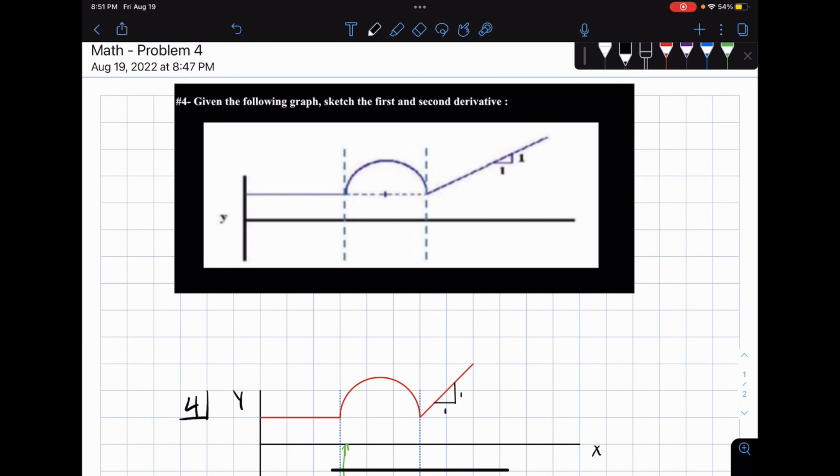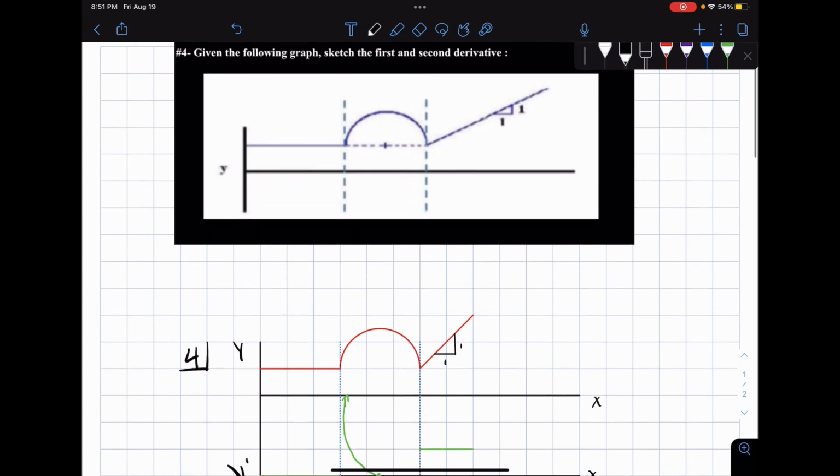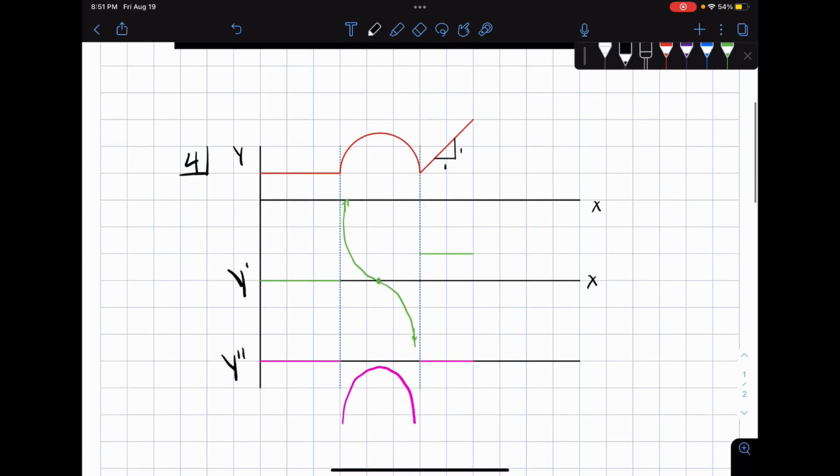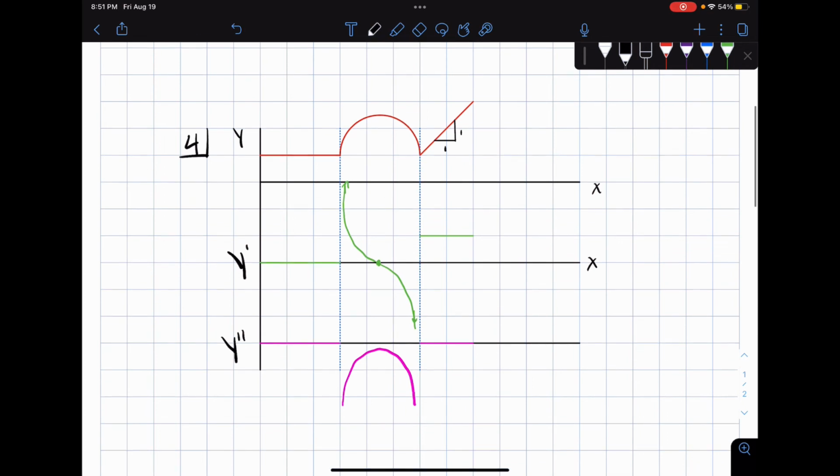Problem 4 gives us this interesting looking graph with 3 separate line segment areas. And it asks us to sketch the first and second derivative on a graph. So I've translated it down into my own handwriting. It's more easily manipulated. This top red line is our original graph. The green y prime is our first derivative, and the pink is our second derivative. So I'm just going to walk through this real quick with you guys. It's pretty simple, but you could very easily get a question like this.